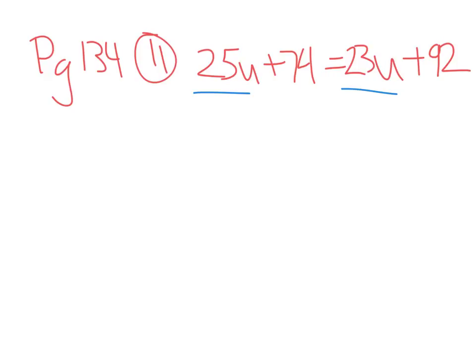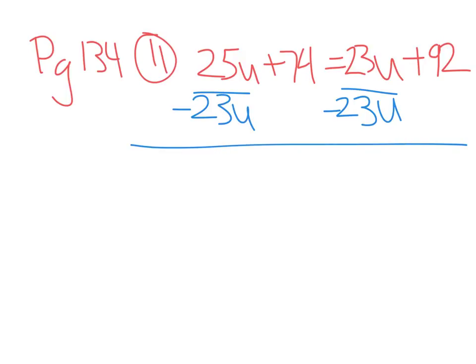So here, 25u plus 74 is equal to 23u plus 92. I'm going to subtract 23u from this side, because then the u's will be gone here. I'm going to subtract 23u from this side. So I'm then left with this. I'm left with 2u plus 74 is equal to 92.